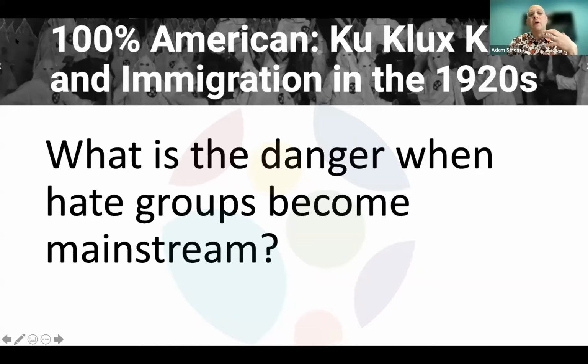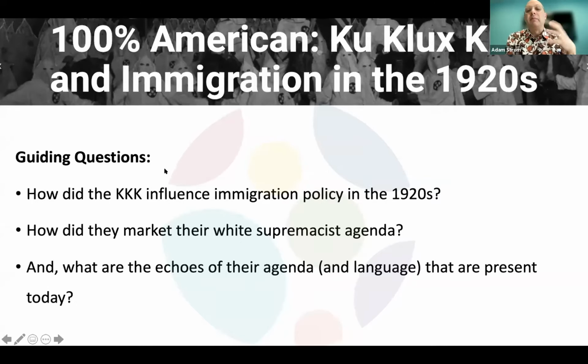So for me, one really good essential question to use when exploring this in this particular period is, what is the danger when hate groups become mainstream? Right? As Jill said, we're talking about somewhere close to 25% of the population of Indiana at this time. So what's the danger of when hate groups go mainstream? My suggestion of some guiding questions as you explore this history are, how did the Ku Klux Klan influence immigration policy in the 20s? How did they market their white supremacist agenda? And what are the echoes of their agenda and their language that are present today?